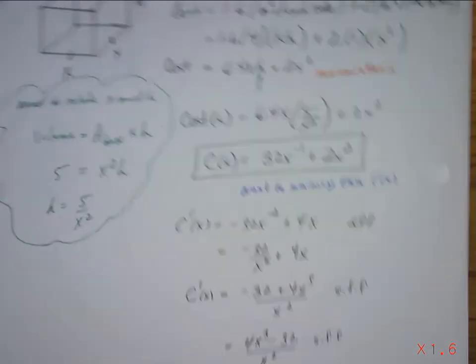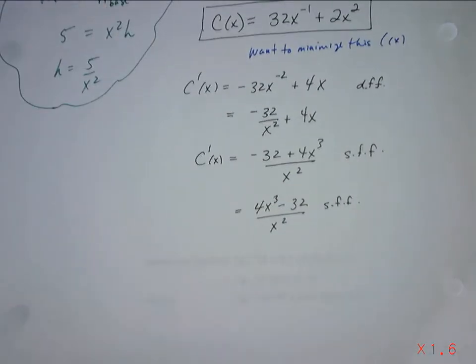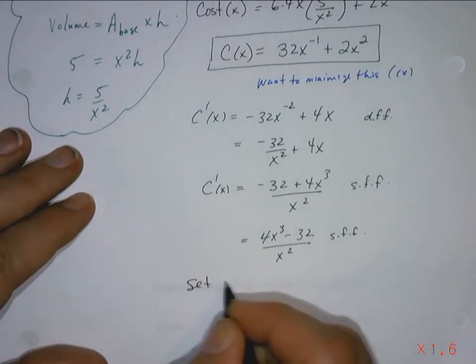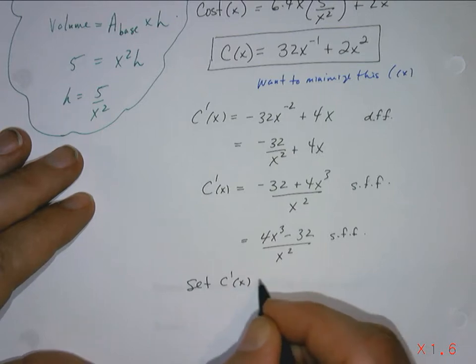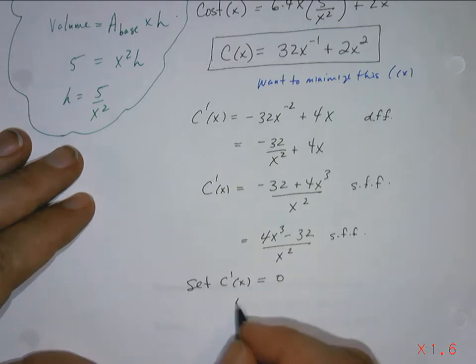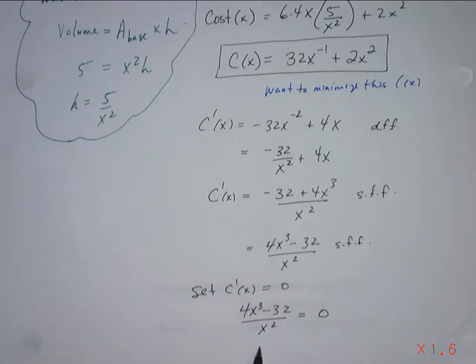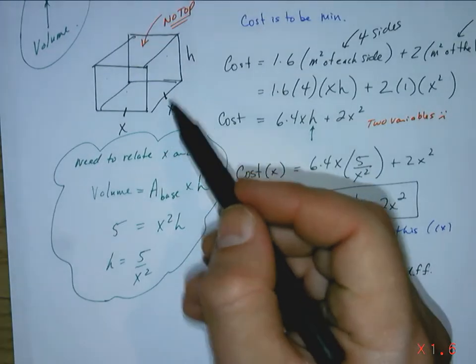Okay, so what I want to do next is take that and set it equal to 0, because that's how we get our critical values. Well, I've got an x on the bottom here. That's a little scary, but I know that I have a restriction. x cannot be equal to 0 because it is a dimension. And if x was 0, then I wouldn't have a box.